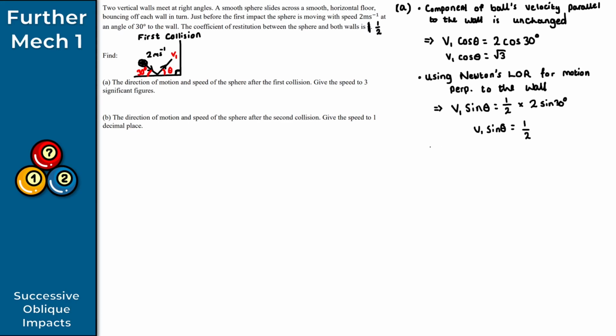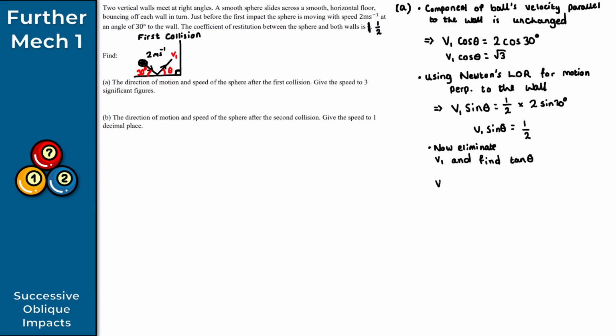So let me just make a note here: now eliminate V1 and find tan theta. So to eliminate V1 and find tan theta, we just take V1 sine theta and divide that by V1 cos theta. The V1s will just cancel, and you should be aware that sine theta over cos theta is simply tan theta. It's one of our basic A-level maths trig identities.